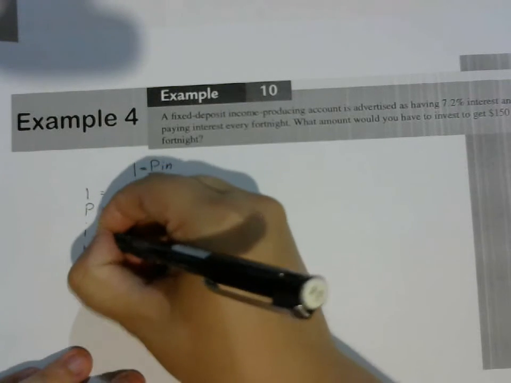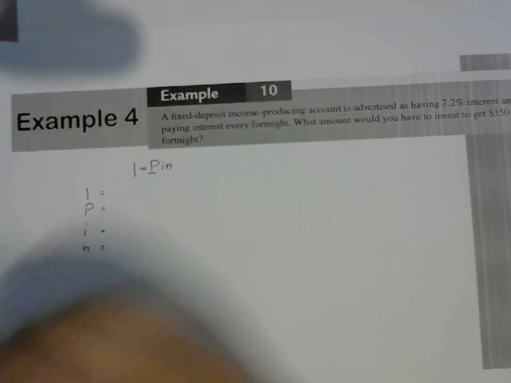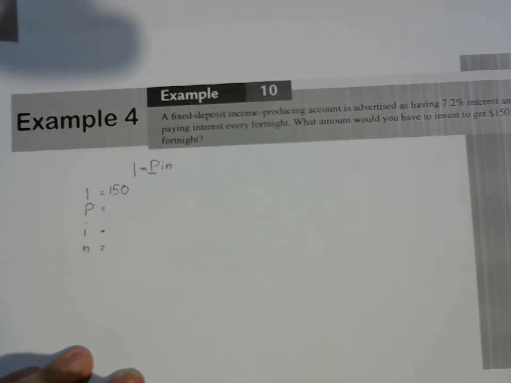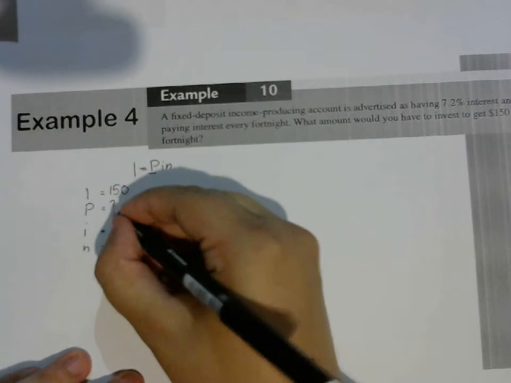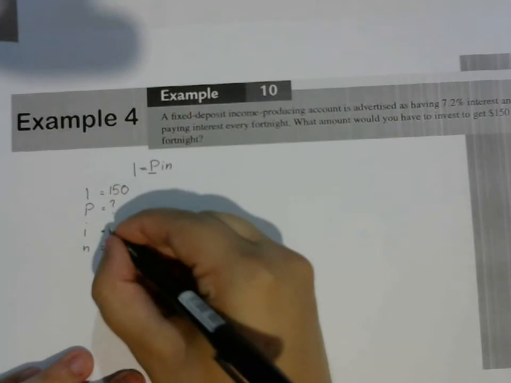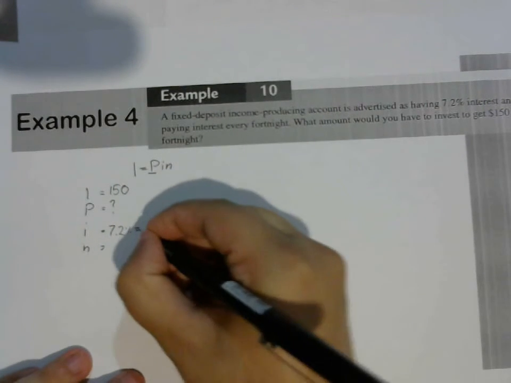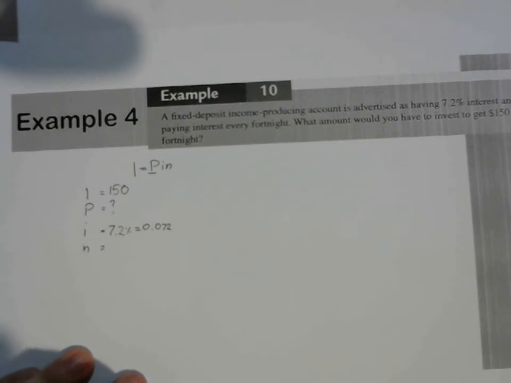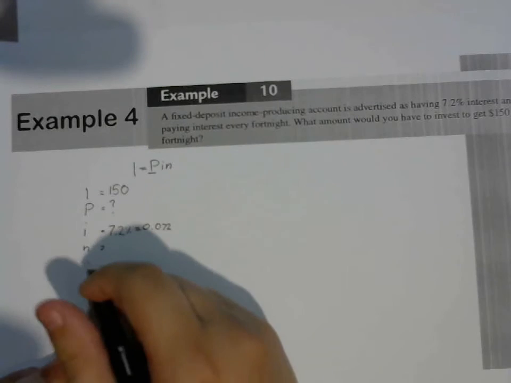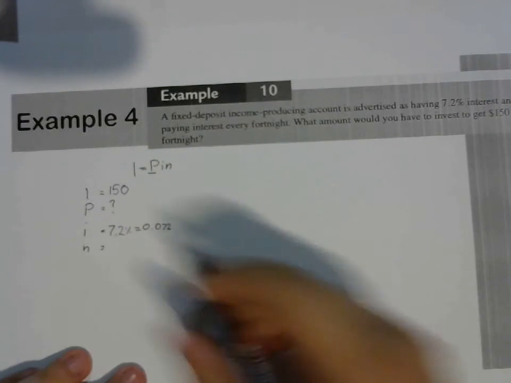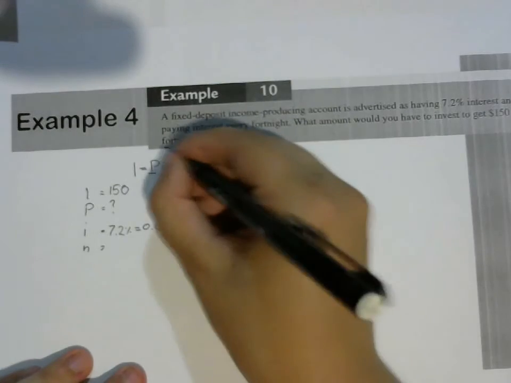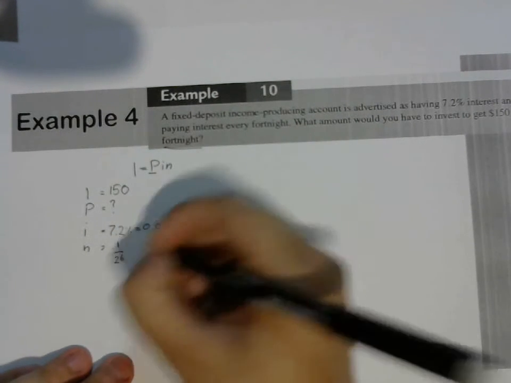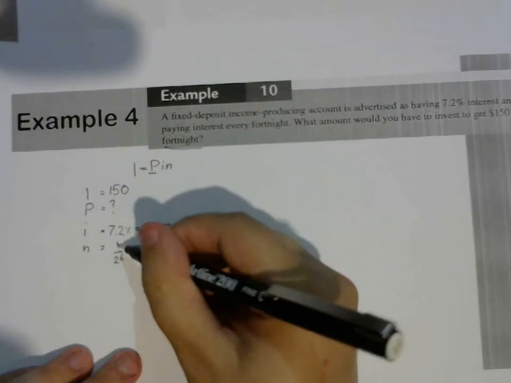Okay. My interest is $150. The principal, we don't know. The interest rate is 7.2%, which is the same as 0.072 as a decimal. And N is the number of years, and in this question we're asked a fortnight, so we're going to have a fraction of 1/26th of a year. 1 fortnight out of 26 fortnights in a year.